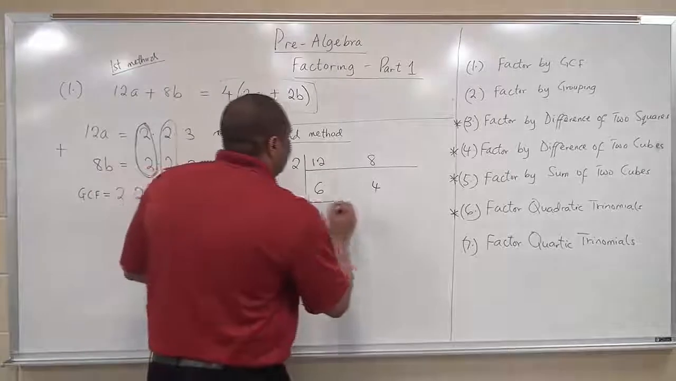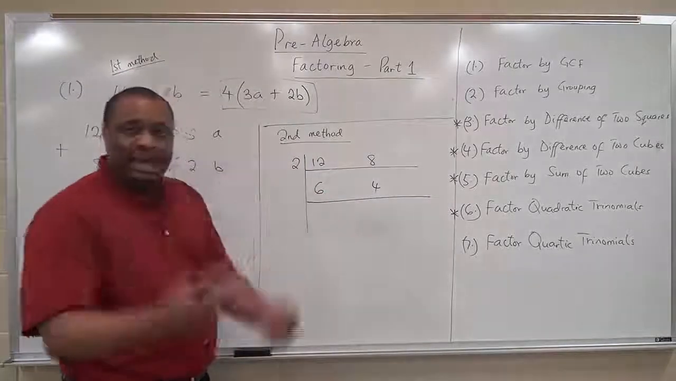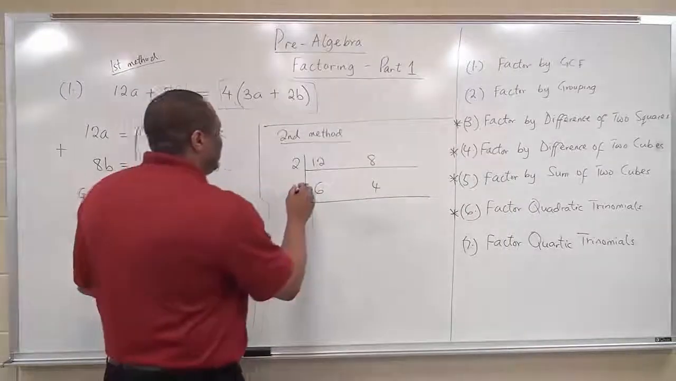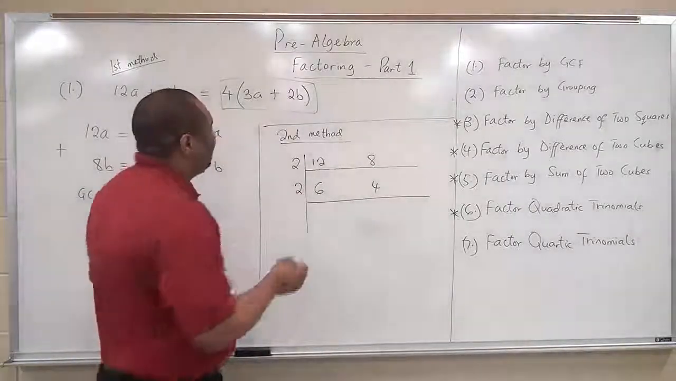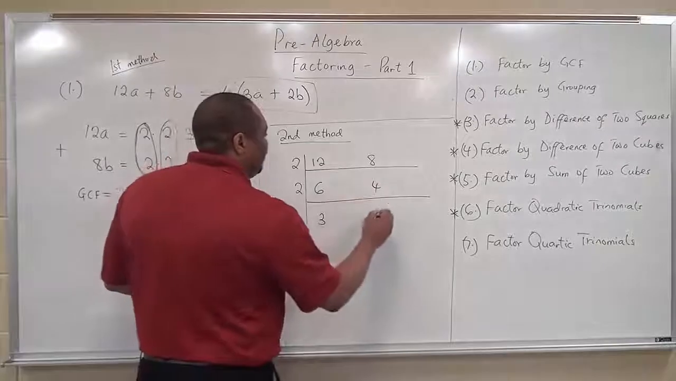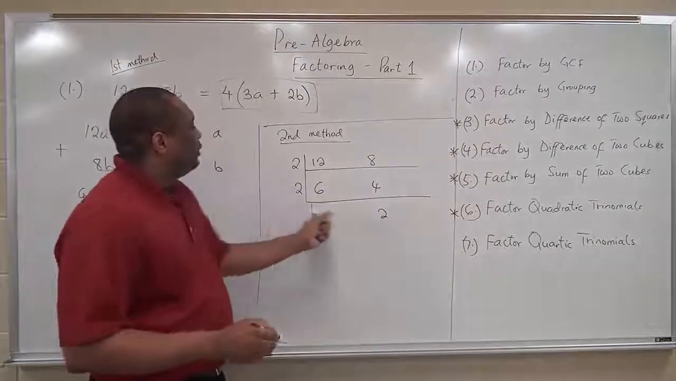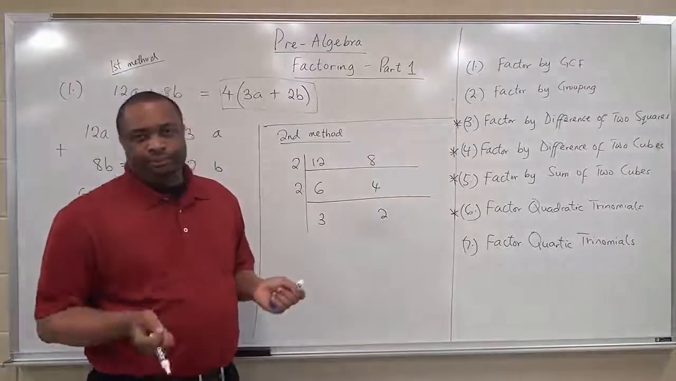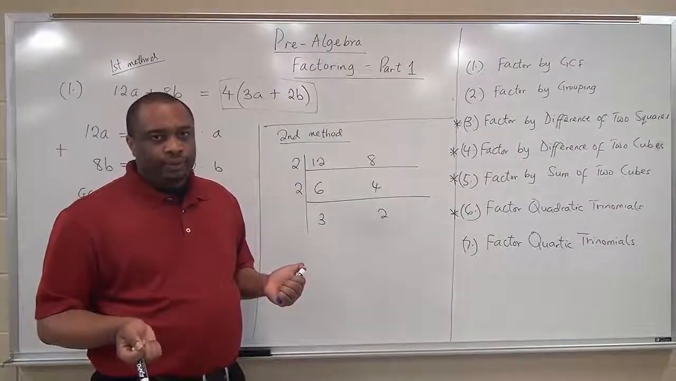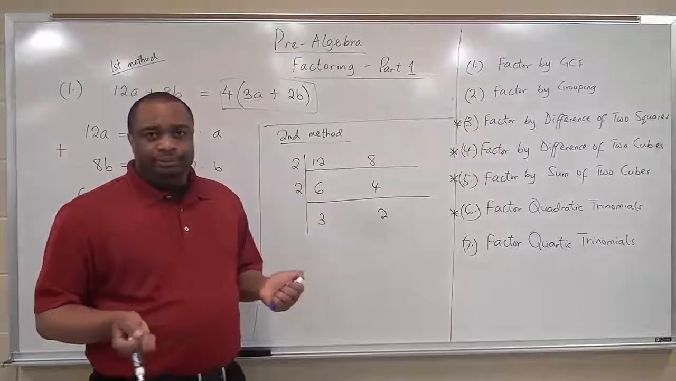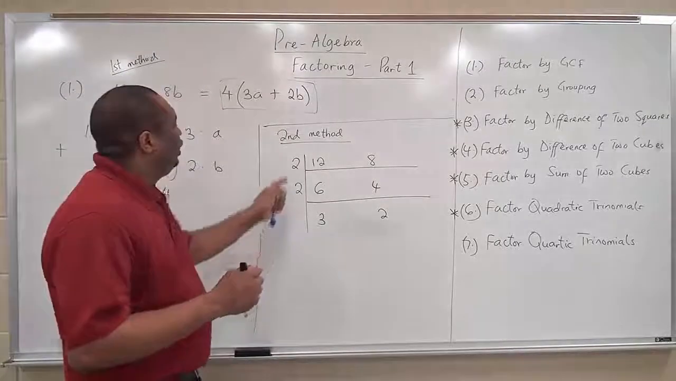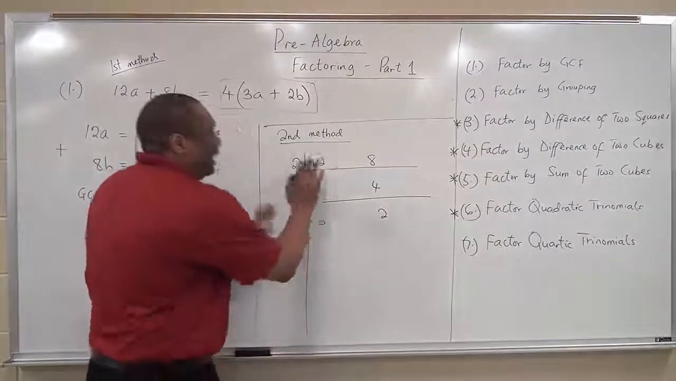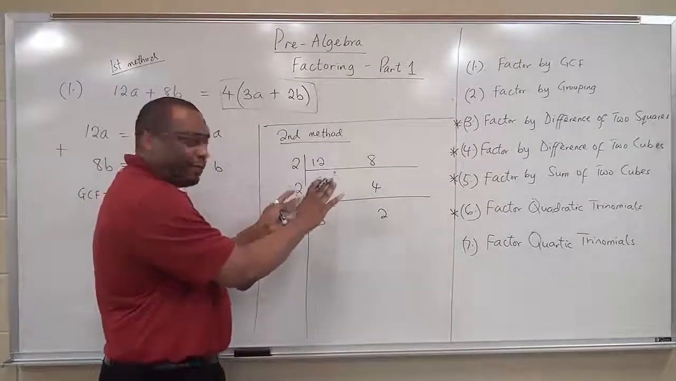You do it again. We still have another factor, something that can divide both 6 and 4, and that is a 2 again. 6 divided by 2 is 3, and 4 divided by 2 is 2. Now, do we have something that can divide 3 and 2? No, nothing anymore. So you stop here for the numbers.